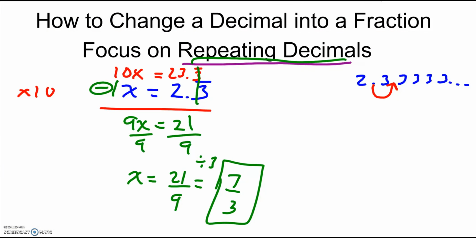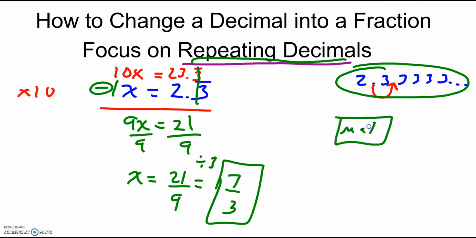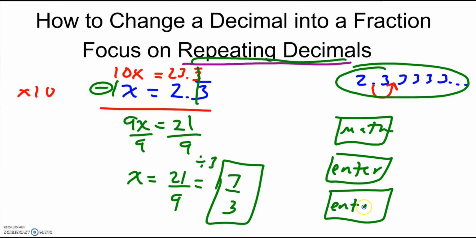Back to one more thing: if you're ever not sure, if you don't remember this method, which is okay, and you would like to plug this into your calculator, feel free to press math and then enter. And if your calculator is able to change this into a fraction, you know it's rational, and if it keeps it the way it is, 2.3 repeating, or is not able to change it, it is not rational.